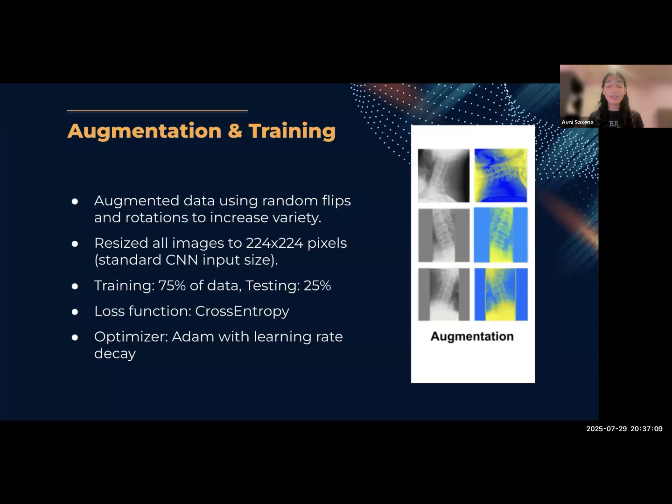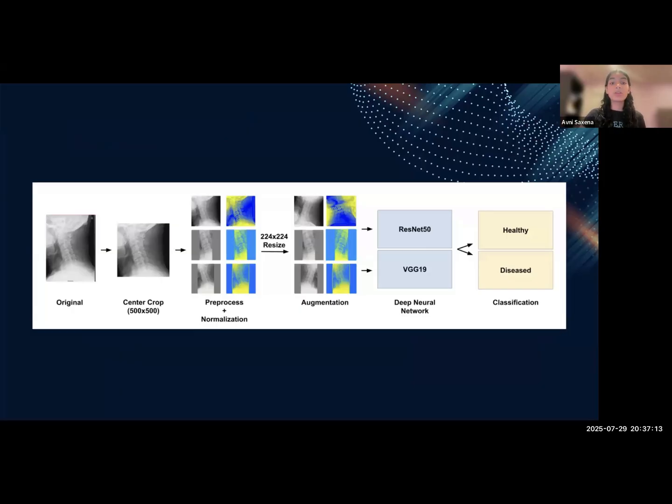So we trained for 30 cycles, or epochs, that's what they're called, and we adjusted the model each time. So you can kind of see the full image of what we did over here. We start with the original, we do a center crop to make sure it's pretty standardized. We do all of that pre-processing stuff, and then we make sure they're all 224 by 224 just for standardization. And then we do our augmentation with all those tilts, flips, rotates, whatever. And then we run it through our deep neural network, in this case ResNet 50, and then it gives us the classification of either healthy or diseased.